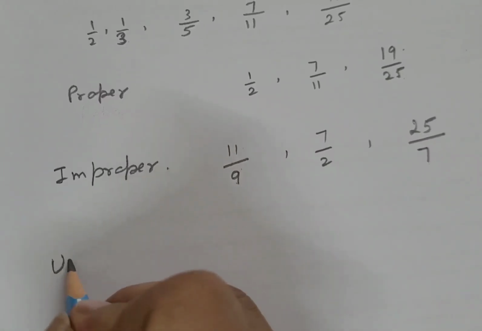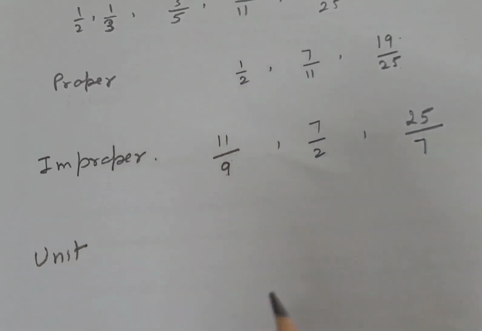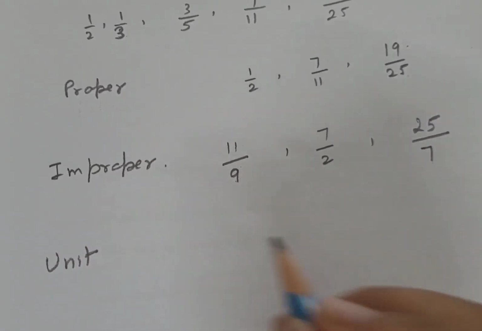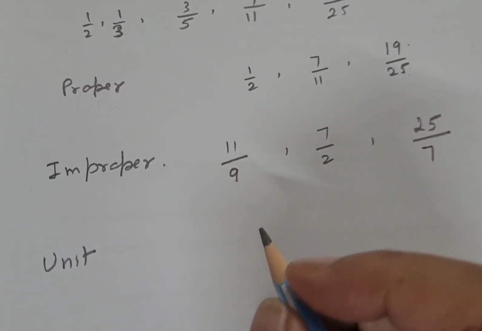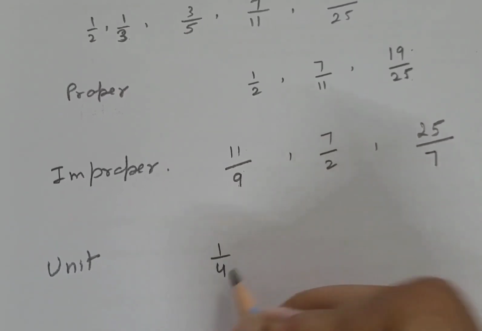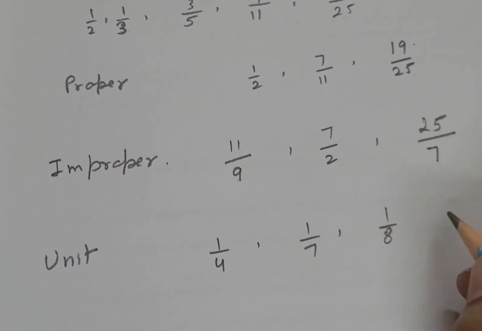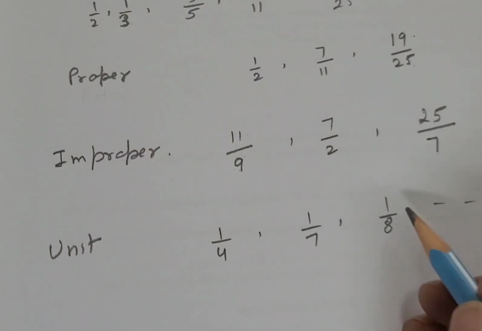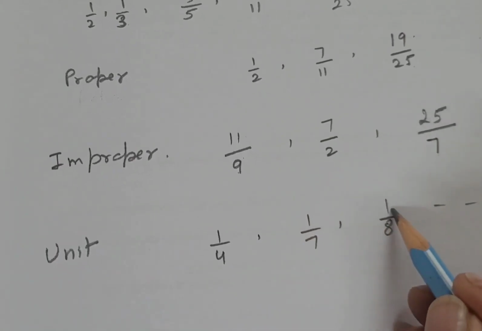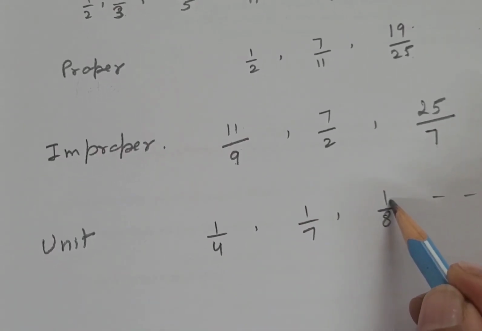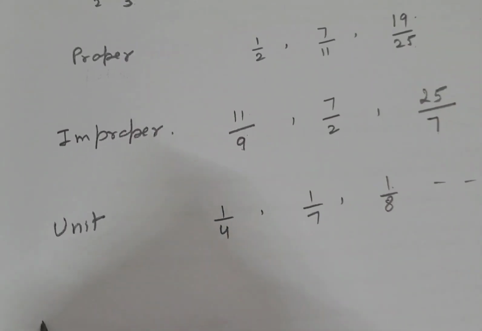Next are unit fractions. Unit fractions are those fractions where the numerator is 1. So 1 by 4, 1 by 7, 1 by 8, etc. In all cases the numerator is 1. So these are called unit fractions.